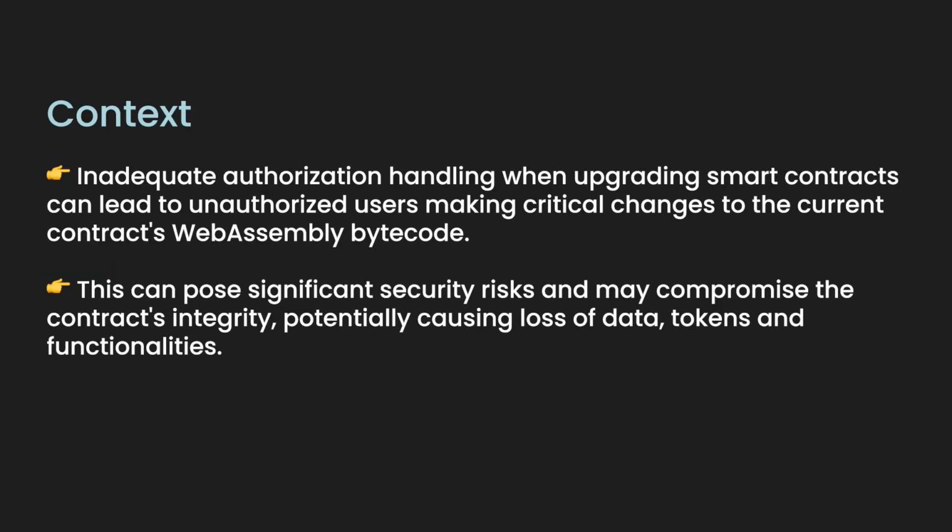Today, we'll explore a detection class known as Unprotected Update of Current Contract wasm. In smart contracts, authorization issues can lead to unauthorized users making critical changes to the current contract wasm. This tutorial will help us understand why it's crucial to handle this issue properly.